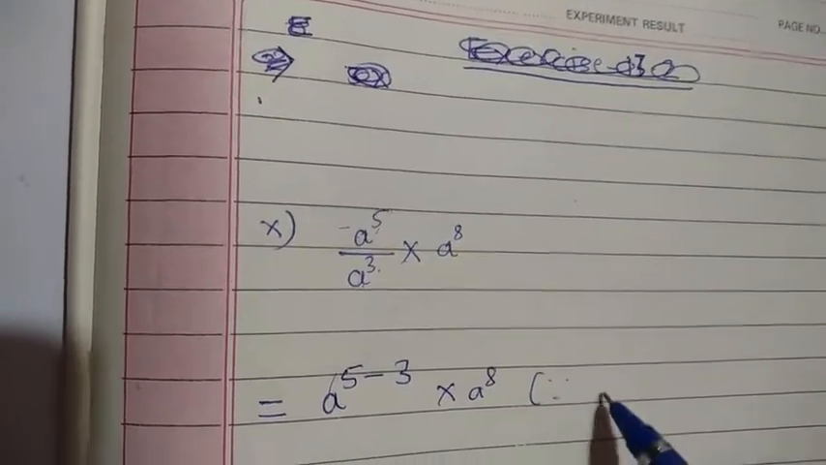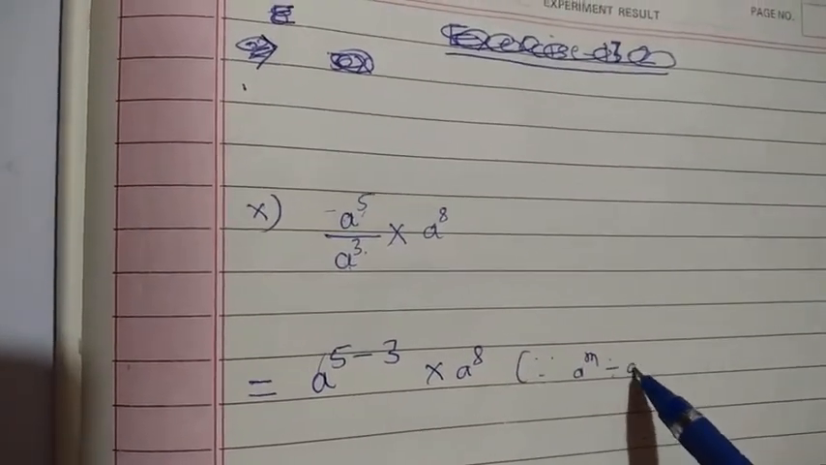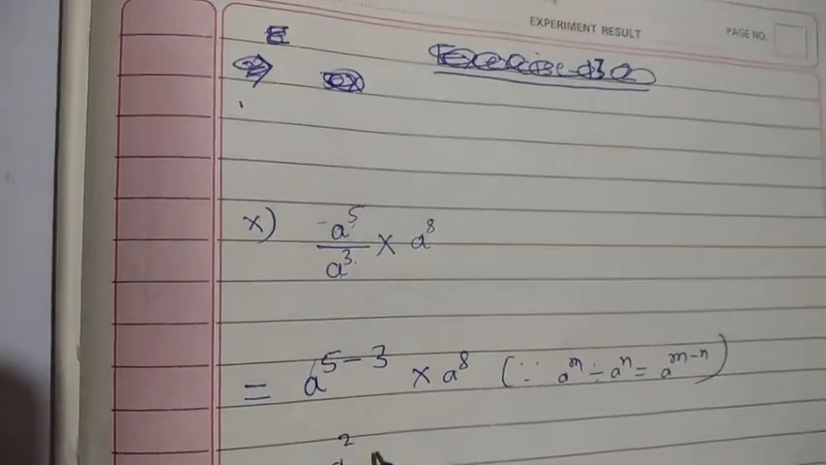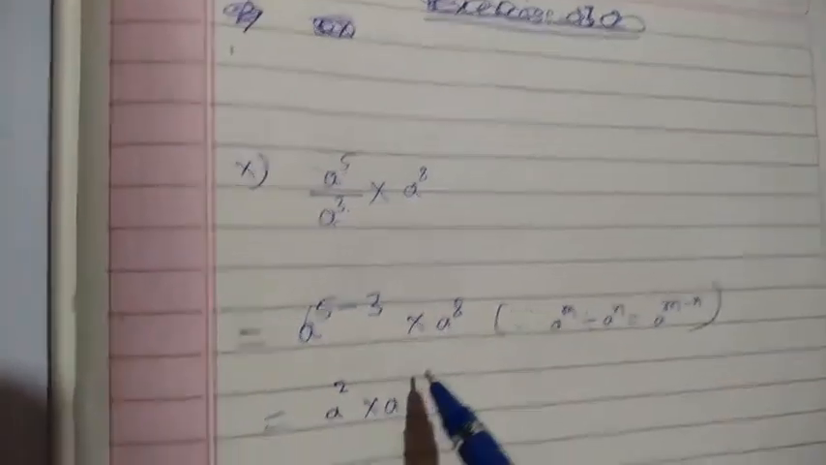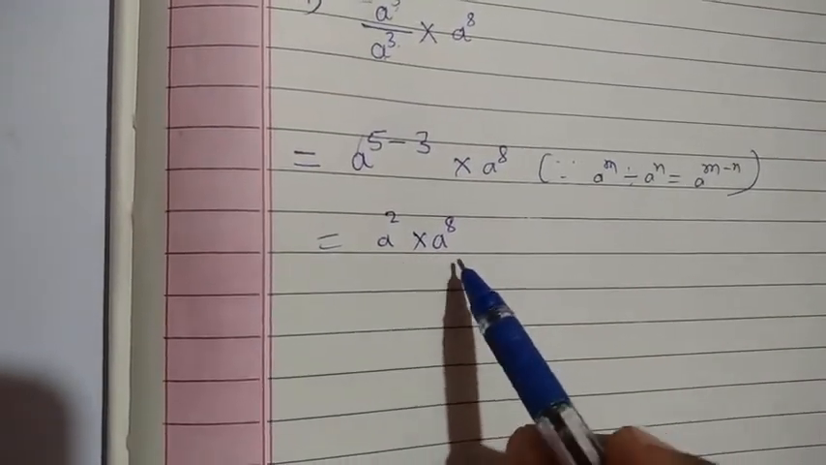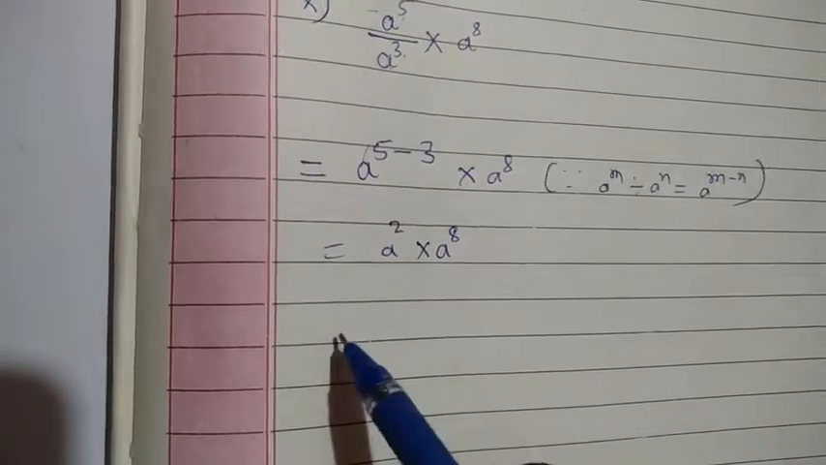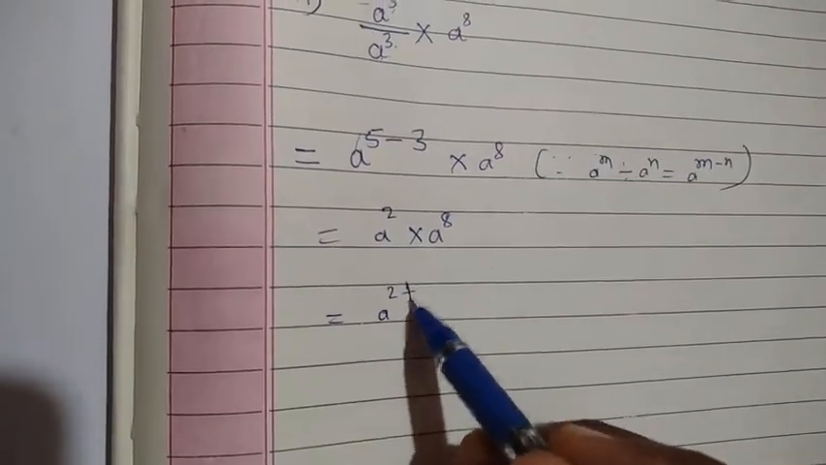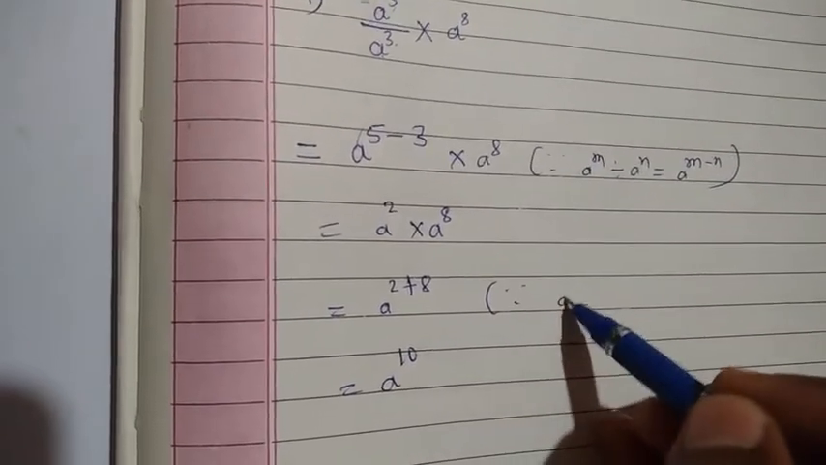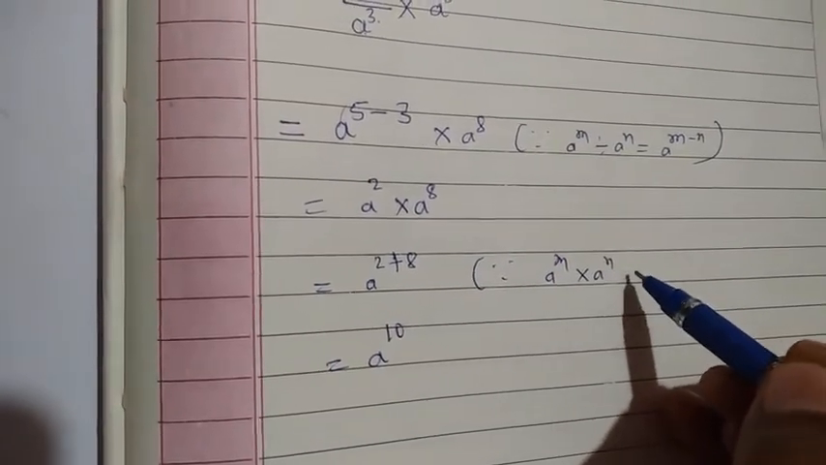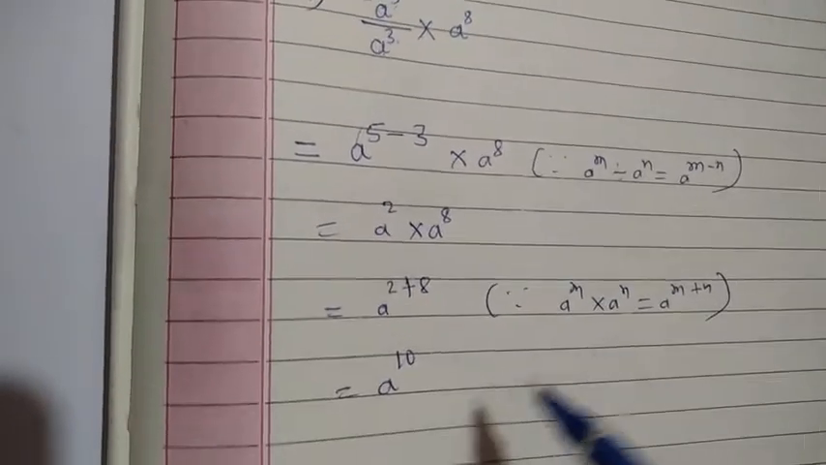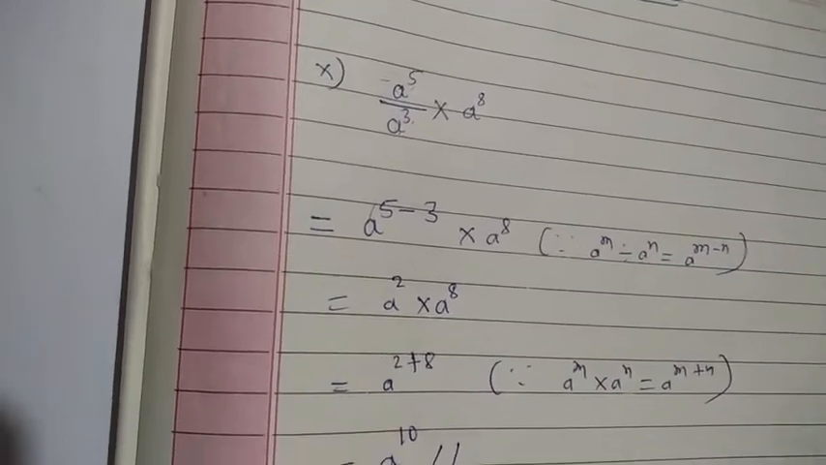Here we have to write the reason: a raised to m divided by a raised to n is equal to a raised to m minus n. So we get the answer as a raised to 2, and this one as a raised to 8. Again here we have to use the first law, a raised to m into a raised to n is equal to a raised to m plus n. It comes as a raised to 10. Here we again write the reason. So this is the solution for the 10th problem, students.